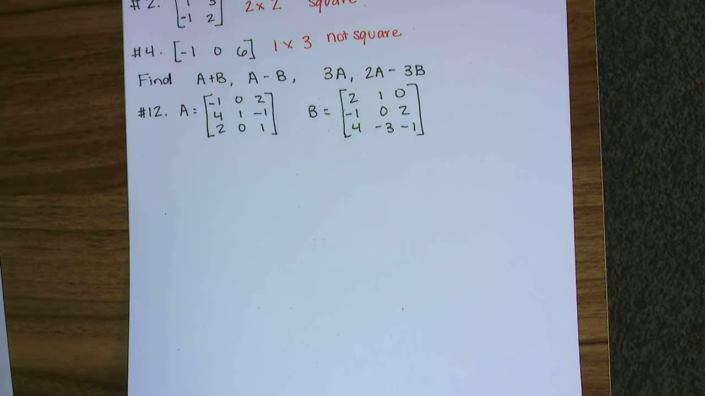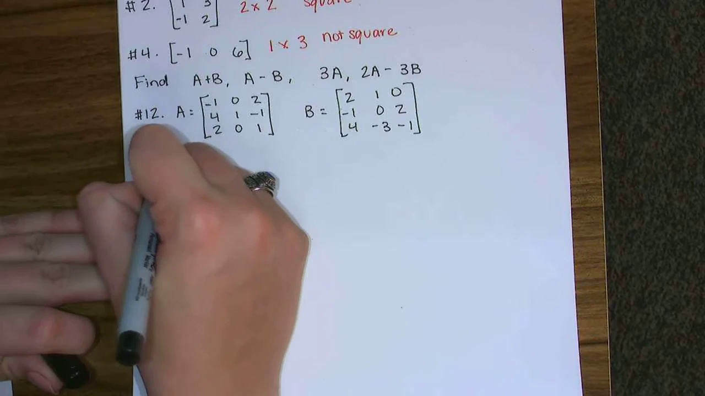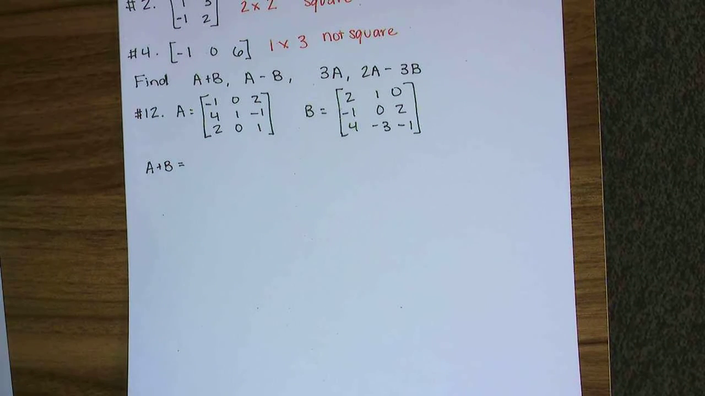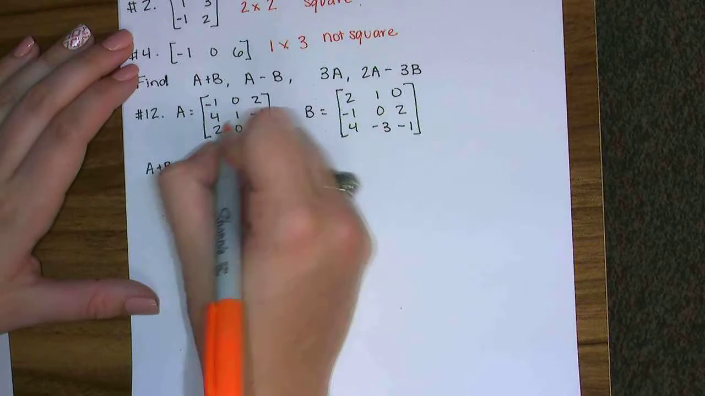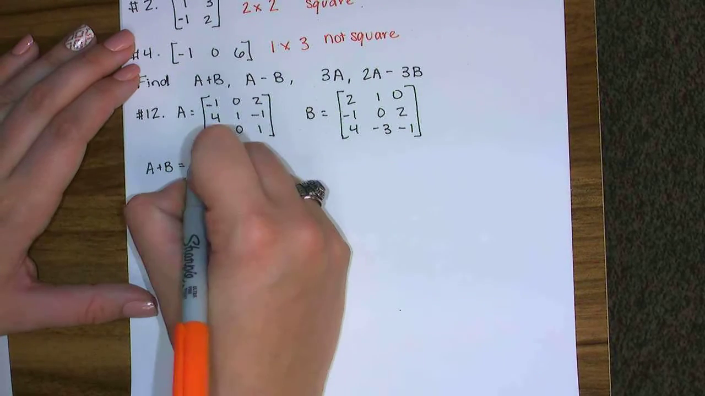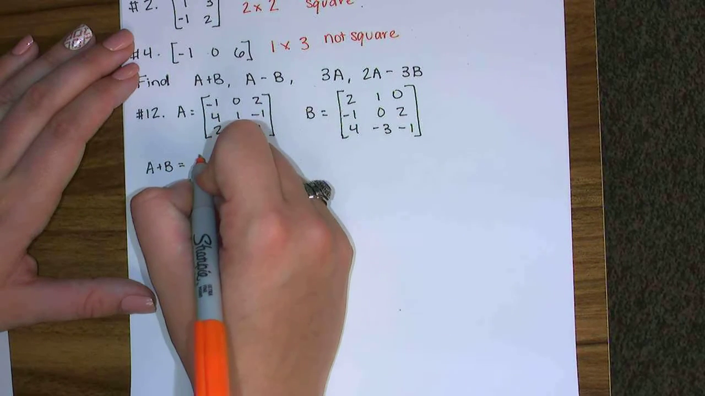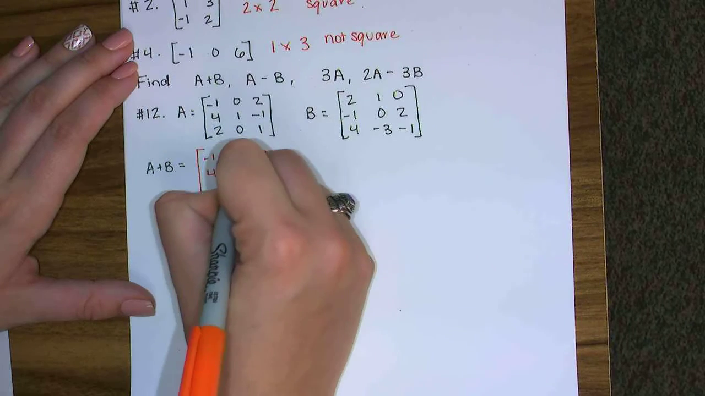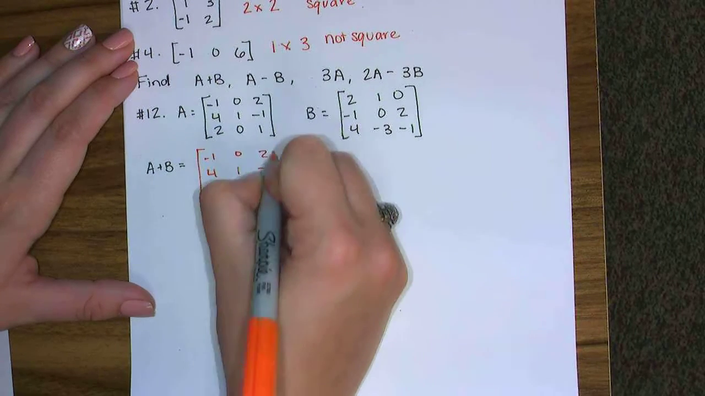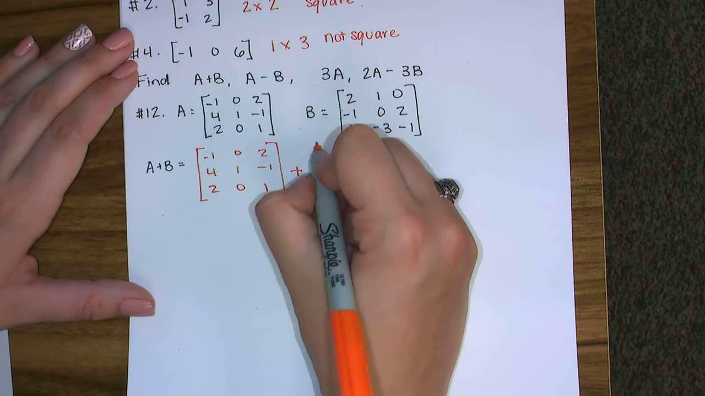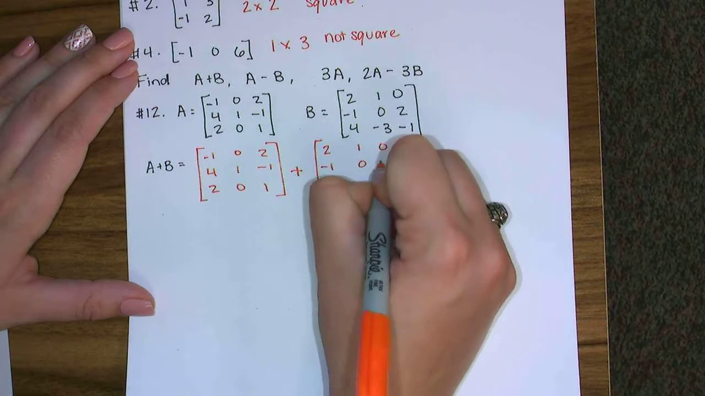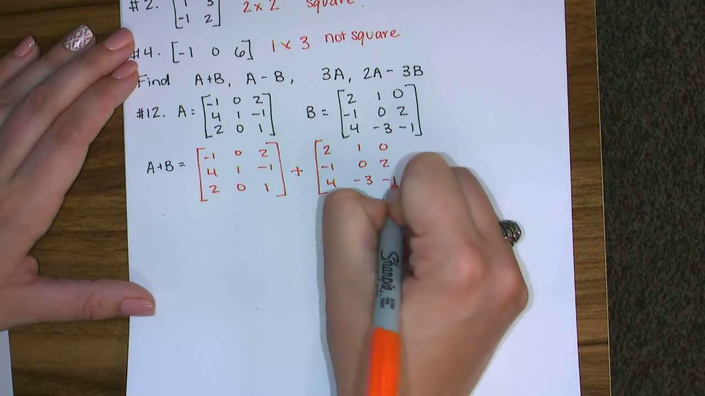Alright, so the first one we're going to do is A plus B. I want you to show your work this way. This will also help me to verify that you understand what you're doing. So you're going to rewrite these two with an addition sign between them. So -1, 0, 2, 4, 1, -1, 2, 0, 1, plus 2, 1, 0, -1, 0, 2, 4, -3, -1.